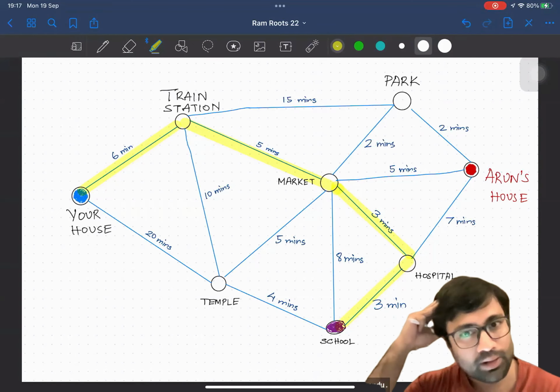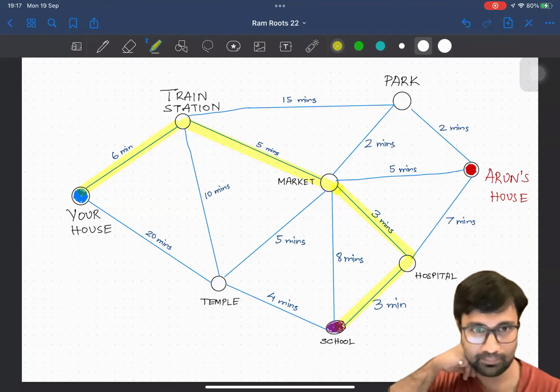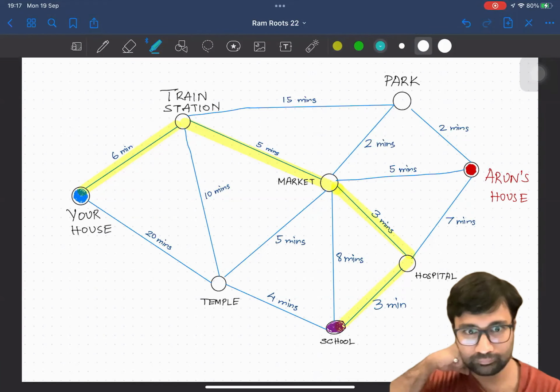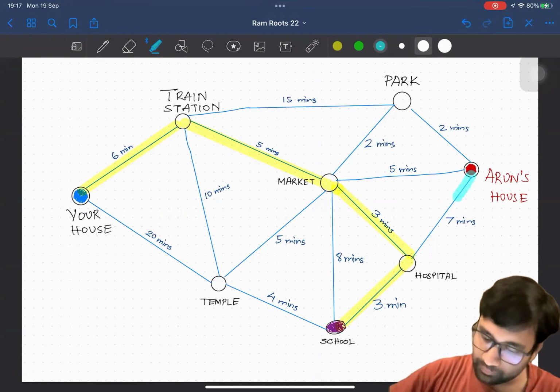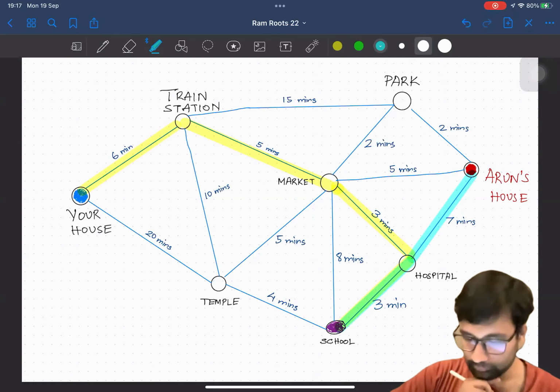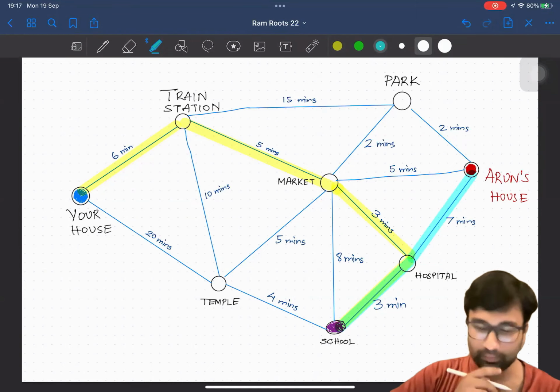So suppose that Arun wanted to go to school, how much time would it take him? 10 minutes. But the minimum possibility is 10 minutes. You can go from the house to hospital, and then hospital to school. 10 minutes, 7 minutes, and the third possibility is 10 minutes. So 10 minutes is the best. Okay.